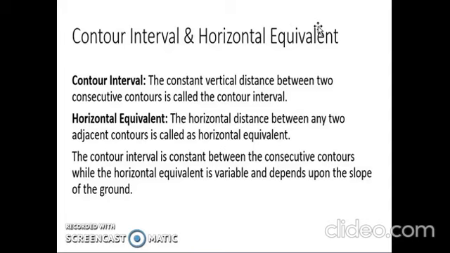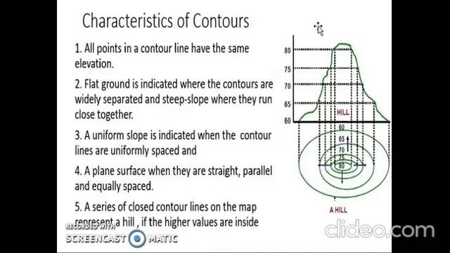If you compare it with profile leveling, we had equal intervals which we had kept, 5 meters, 10 meters and so on. This contour interval is a similar quantity that has to be maintained to prepare a contour map. Horizontal equivalent is the horizontal distance between any two adjacent contours. The contour interval is constant between the consecutive contours, while the horizontal equivalent is variable and depends upon the slope of the ground.